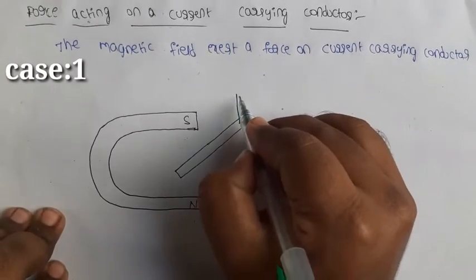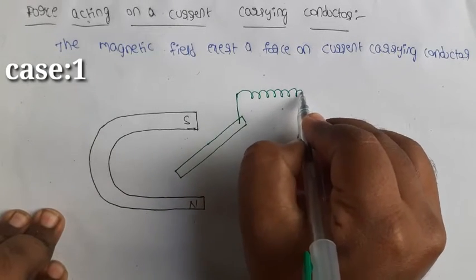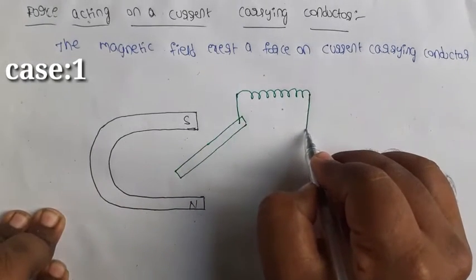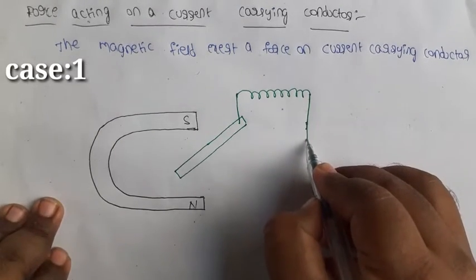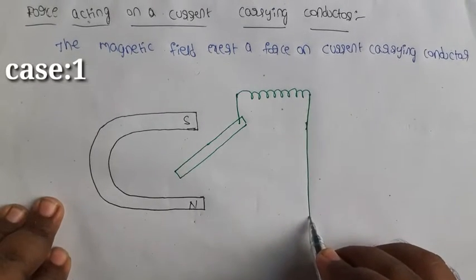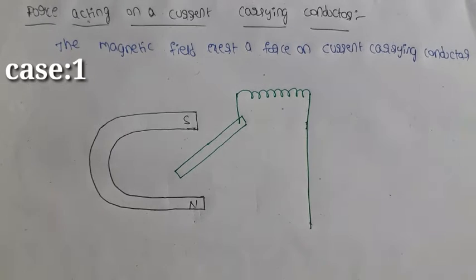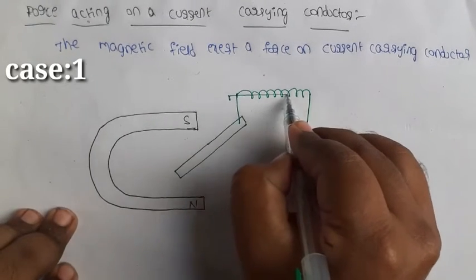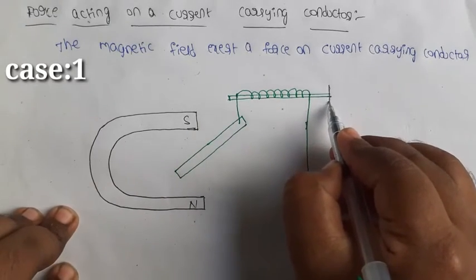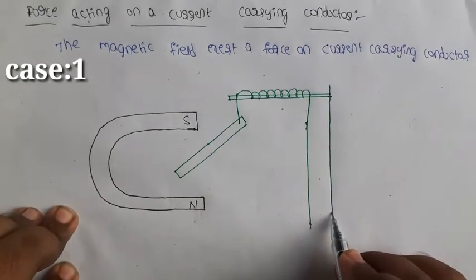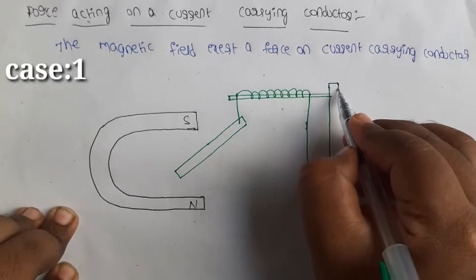So I am taking one side. This is suspended in the horseshoe magnet. This is a stand for hanging the rod.